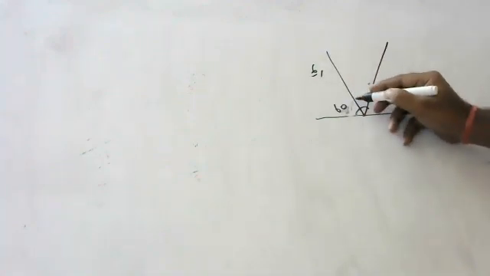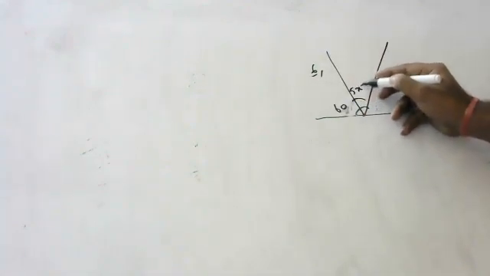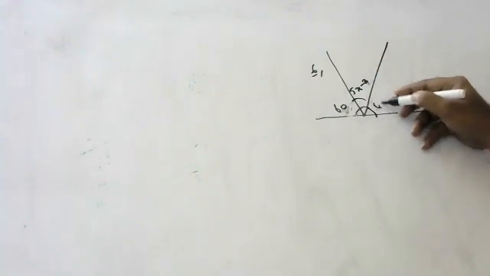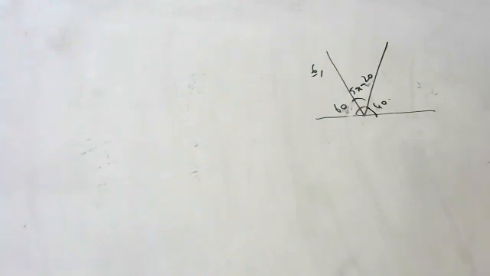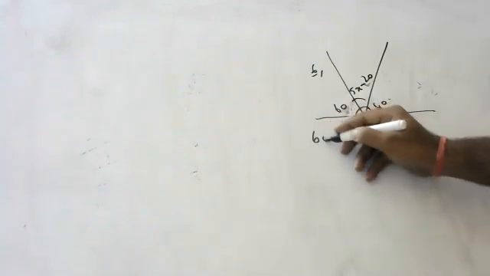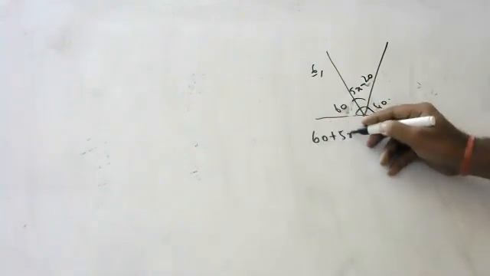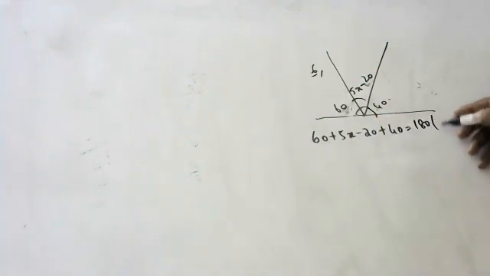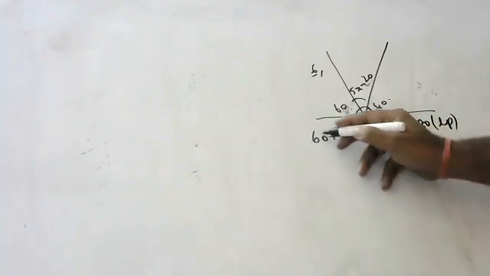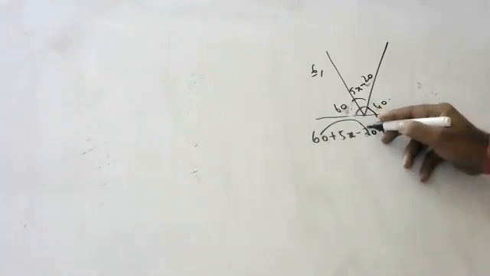This is 60. This is 5x minus 20. This is 40. This is 5x minus 20. We should find out the individual angles. Tell them how to do it. We should add everything. 60 plus 5x minus 20 is equal to 180. By linear pair, you should write this. 60 minus 20 is 40. 40 plus 40 is?